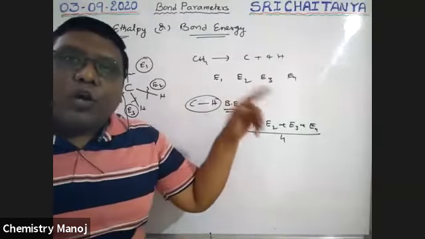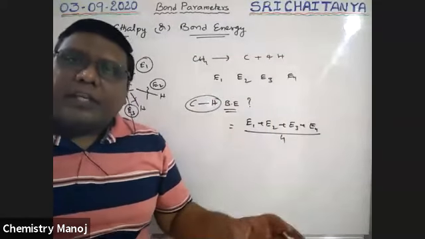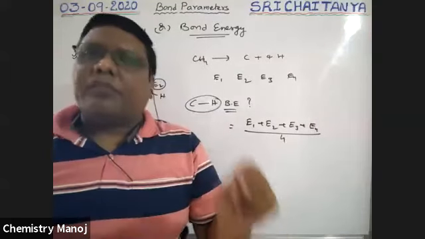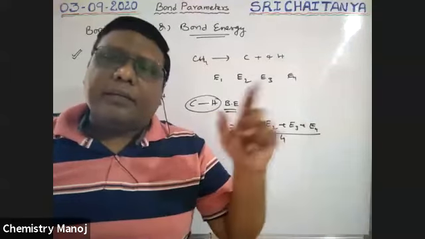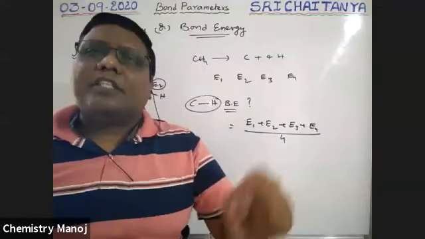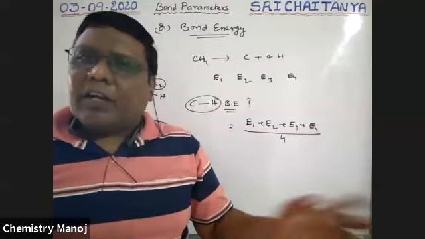That means no individual value is considered as bond energy. If more than one bond of the same type is going to break, the average of those bond energies is taken as the bond enthalpy of that bond. You should consider the average value, not any one of those values.